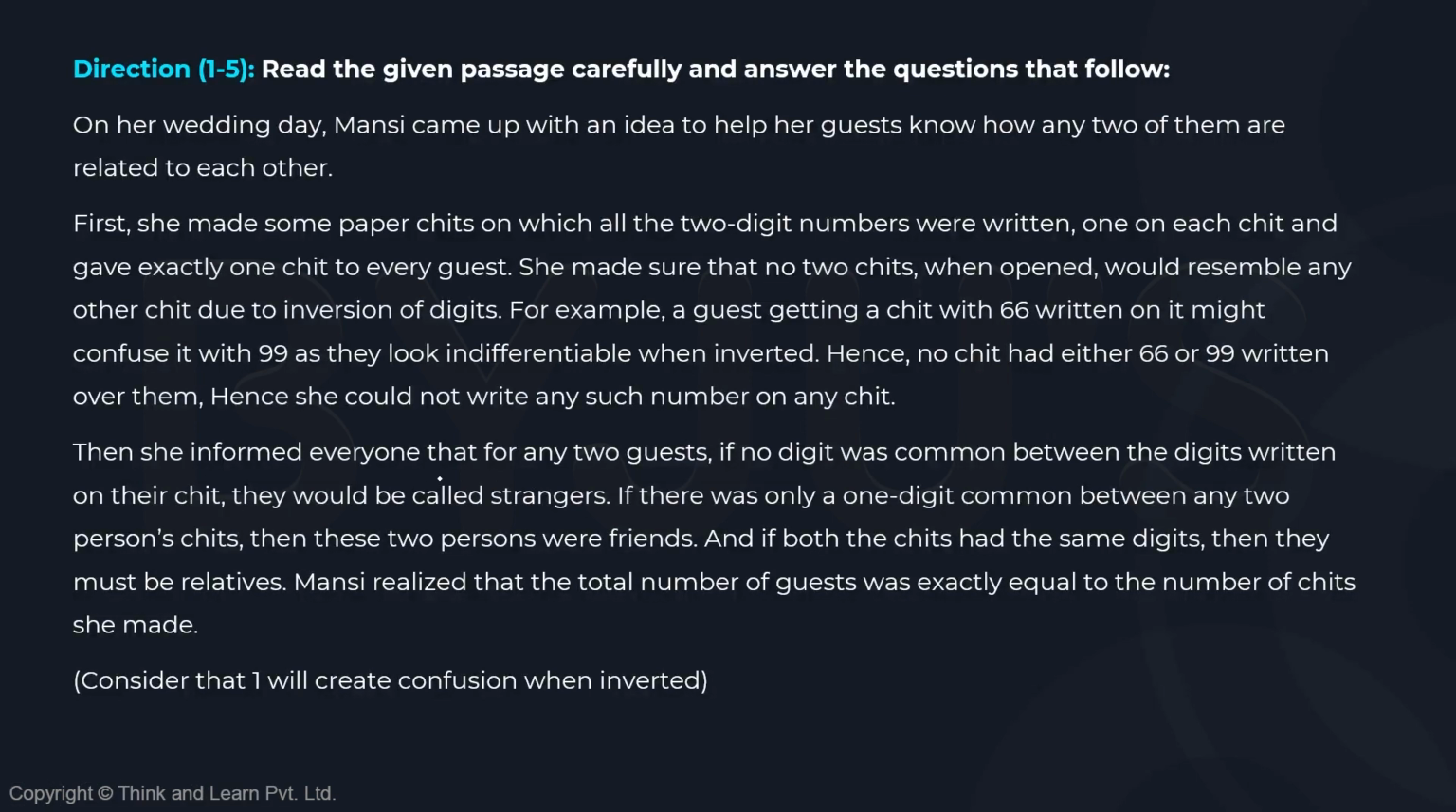Then she informed everyone that for any two guests, if no digit was common between the digits written on their chit, they would be called strangers. If there was only one digit common between any two persons' chits, then these two persons were friends. And if both the chits had the same digits, then they must be relatives. Mansi realized that the total number of guests was exactly equal to the number of chits she made. Consider that one will create confusion when inverted.